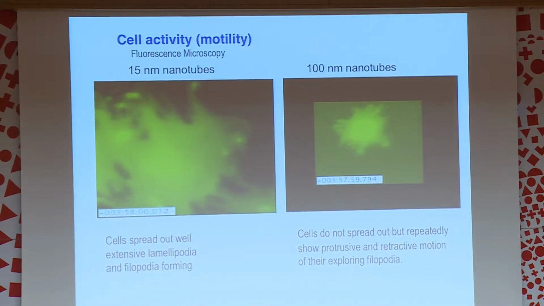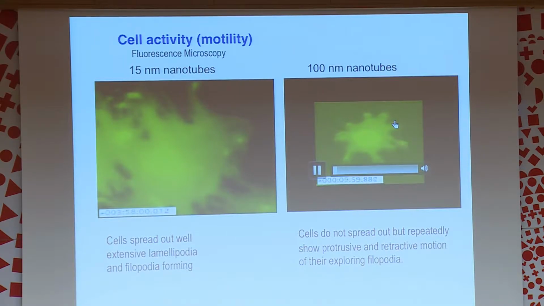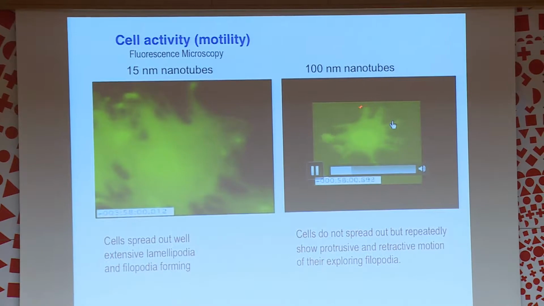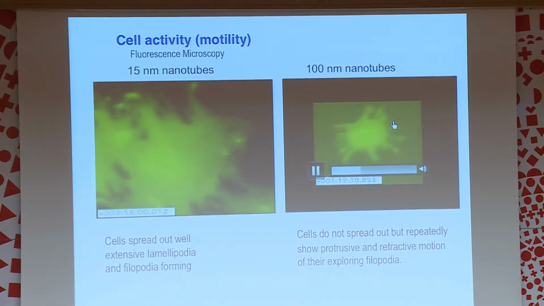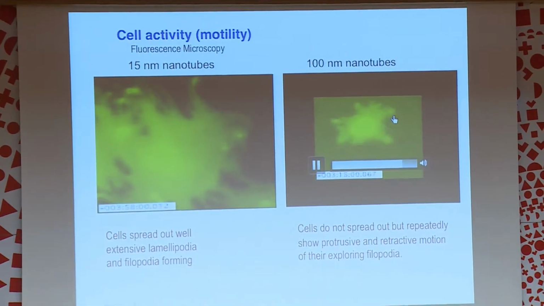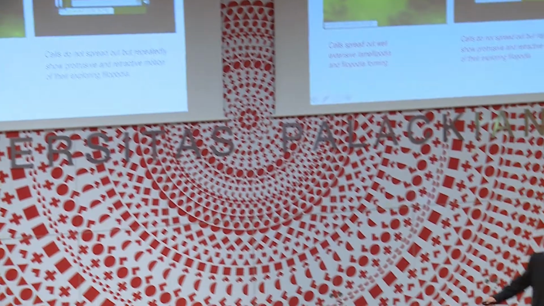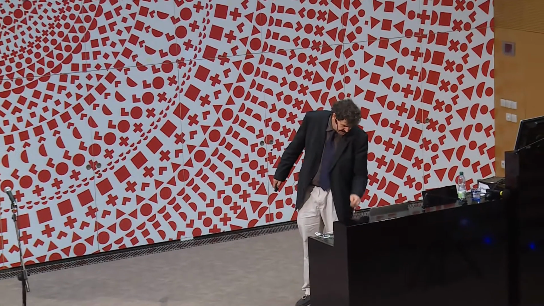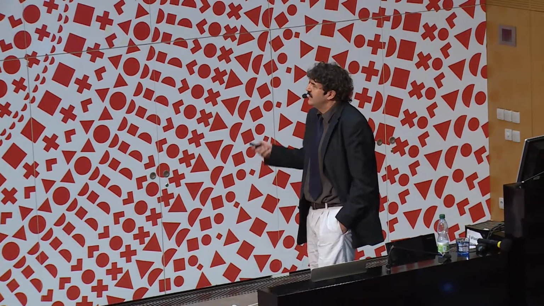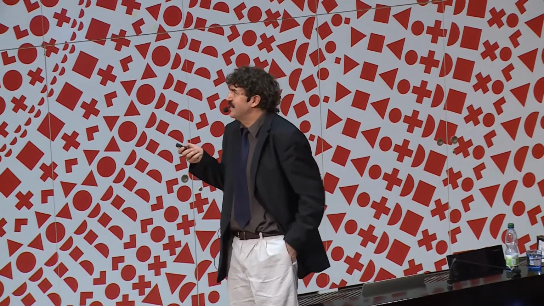Let's see whether I can make it run again. This cell here is on the 100 nanometer nanotube surface. This is a cell that our biochemists say is unhappy. The cell puts these filopodia out and forward and retracts, trying to find a better location on the surface, but cannot. And the result, if you do a statistical evaluation, is that you find beneficial effects and less beneficial effects.